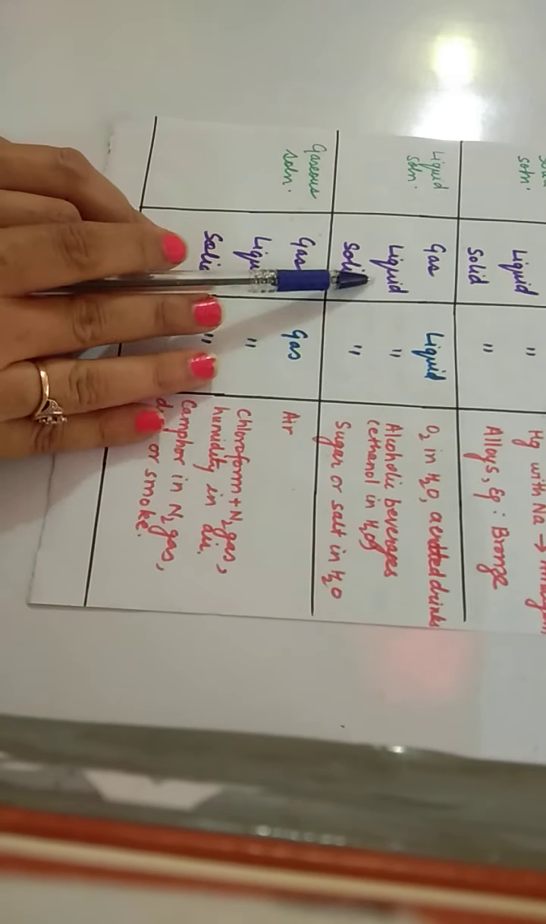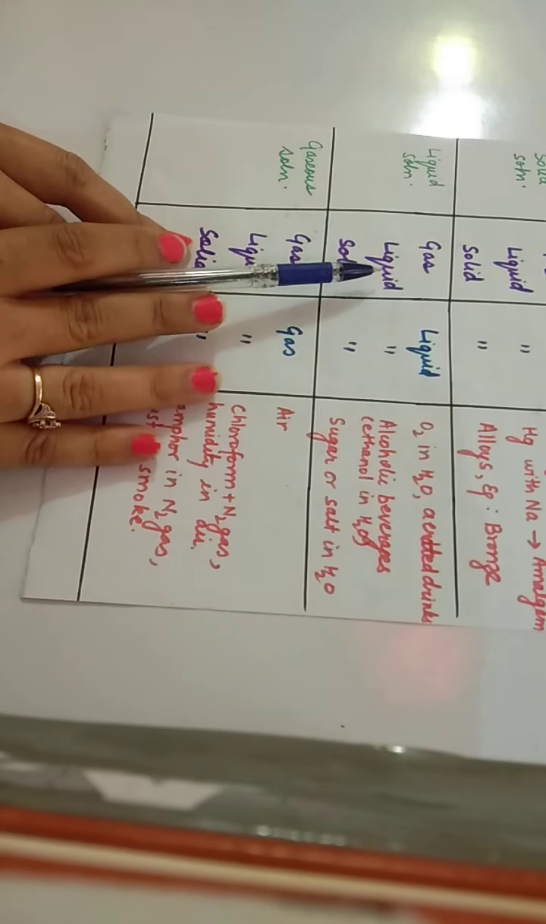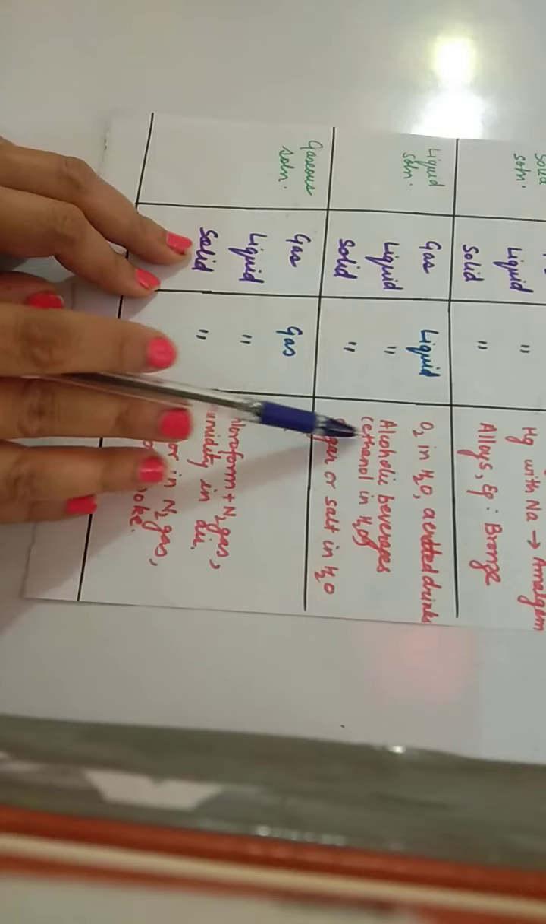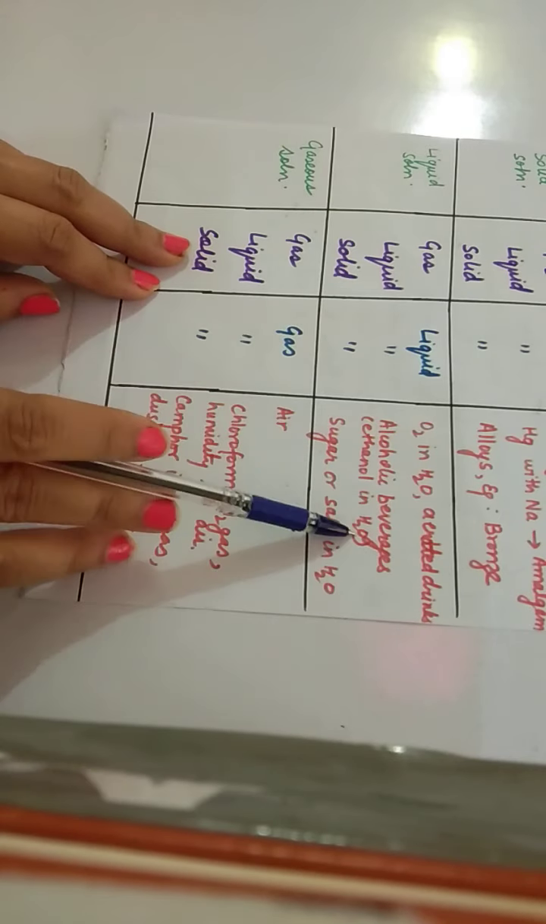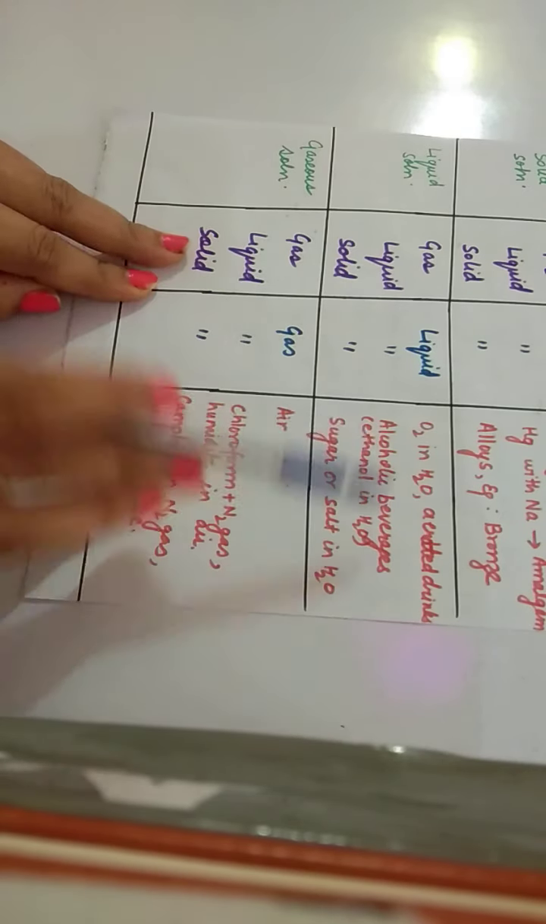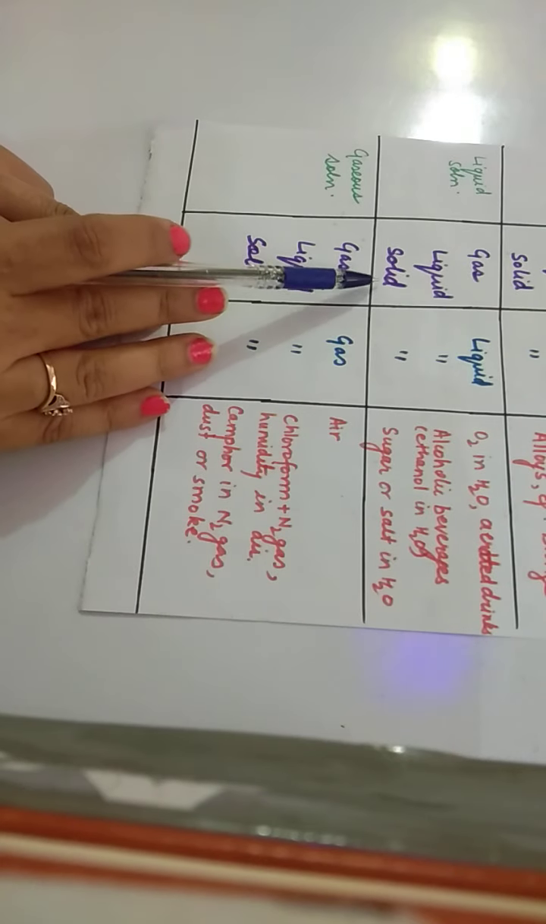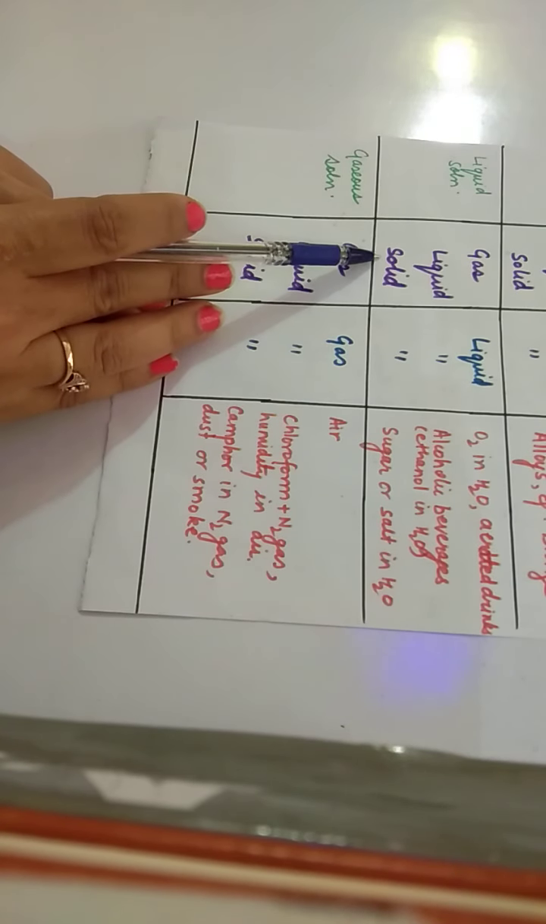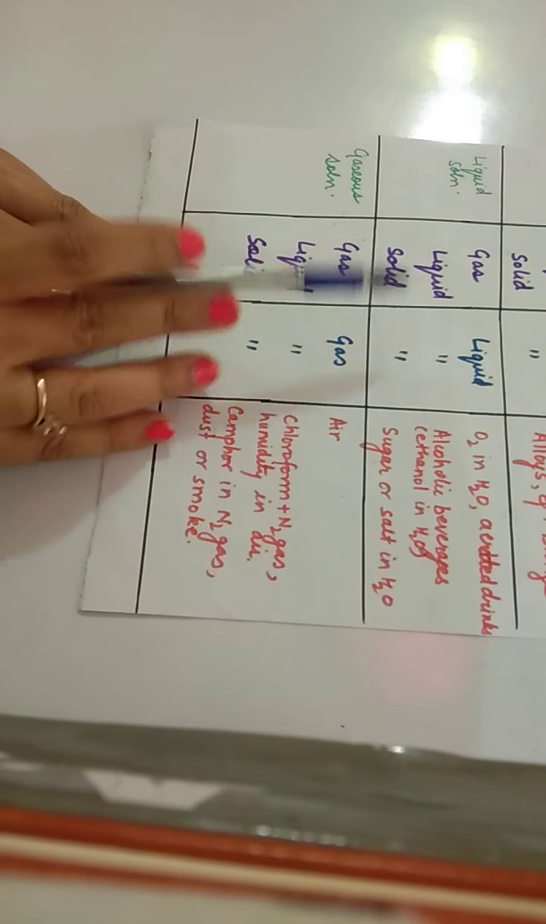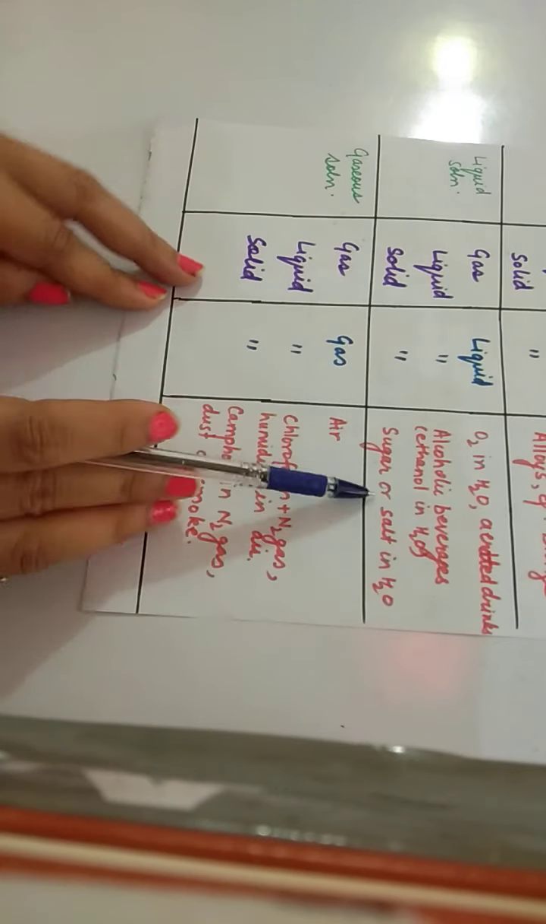Next, liquid in liquid. All the alcoholic beverages are examples of liquid in liquid, because ethanol dissolved in water forms an alcoholic beverage. Next is solid dissolved in liquid. Yesterday I dissolved sugar in water. Sugar is in less quantity and water is in more quantity. So sugar or salt solution are examples of liquid solution.